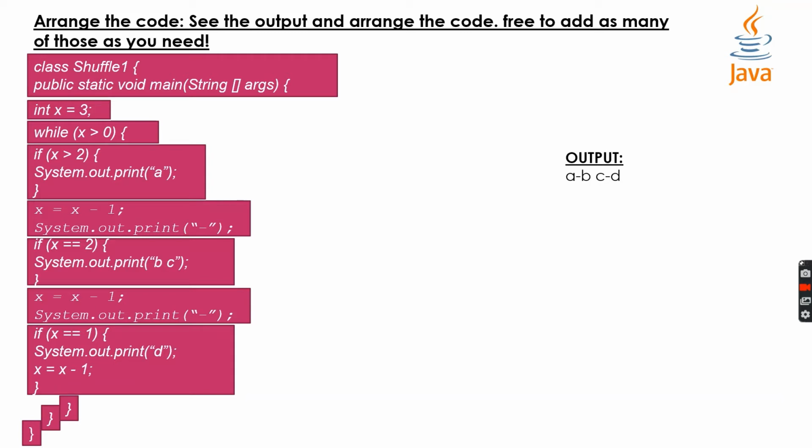Another time, if x equals 2, so now x is 2, System.out.print we print b and c. Another time x minus minus, System.out.print dash, so the dash is printed. And if x equals 1, that is 1 because another time x is decreased by 1, so it is now 1, System.out.print d, another time x minus minus. So now x is 0, so 0 is not greater than 0, so the while loop is ending, and our output is a minus b and space c minus d.